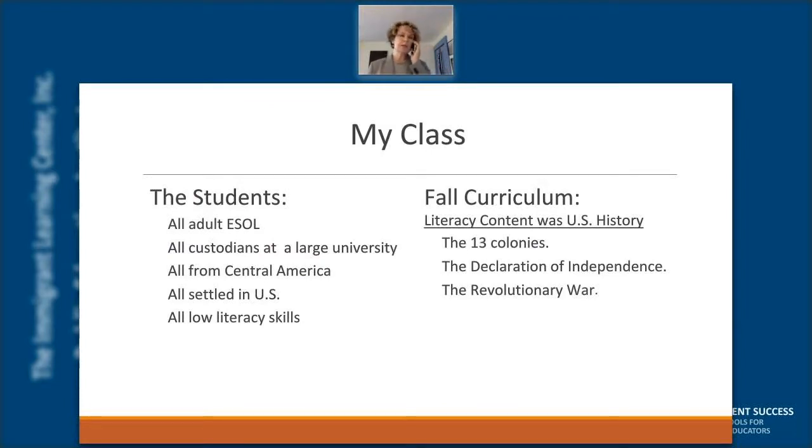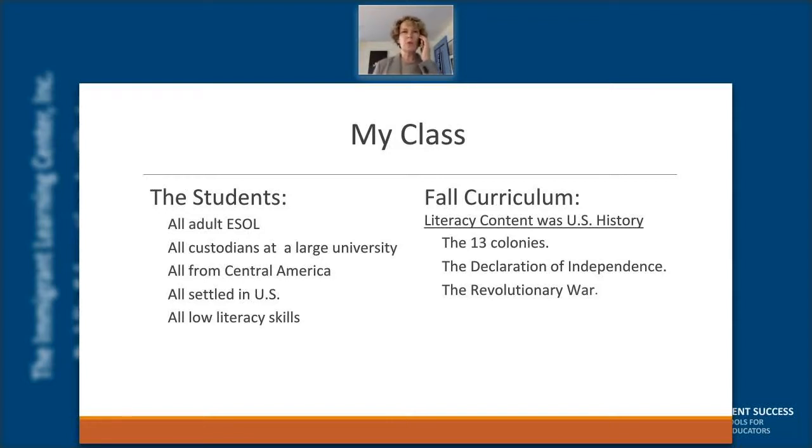all adult. All of my students in this class were custodians at this university. They're all from Central America, from Honduras, Guatemala, El Salvador, and they're all settled in the U.S. They've all lived here for quite a while. They have families, homes, and obviously employment. And they all have interrupted formal education. So in this class, I'm developing literacy skills and communication skills, so they might have some oral skills.